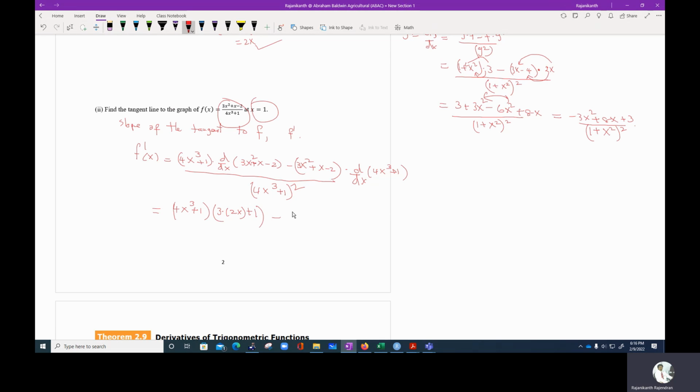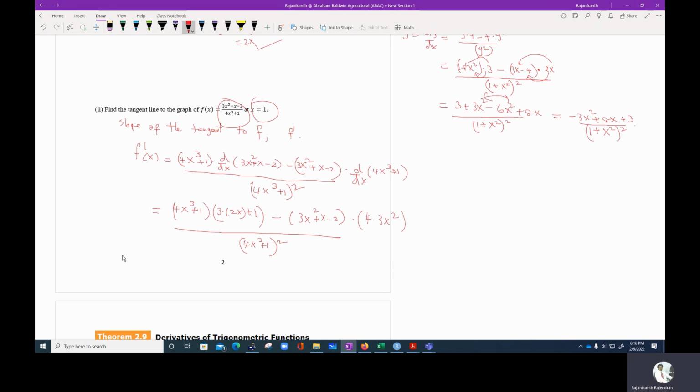Then subtract 3x squared plus x minus 2 times the derivative of 4x cubed plus 1. Again, using the power rule, the derivative of x cubed is 3x squared. Then again, the constant is 0. So this is the answer you get, right? So this all over the denominator, 4x cubed plus 1, the whole thing squared. Remember, we are finding the slope at the given point 1, right?